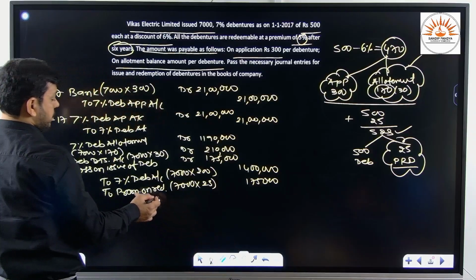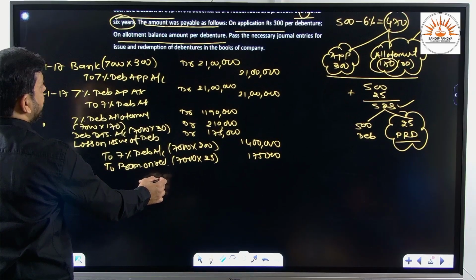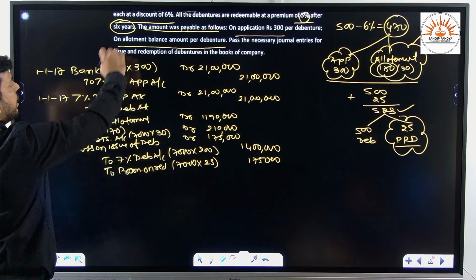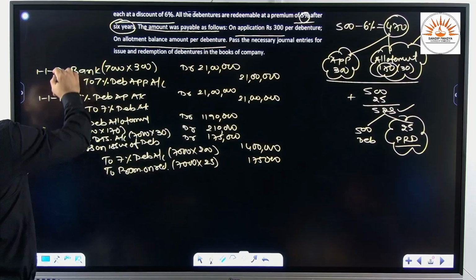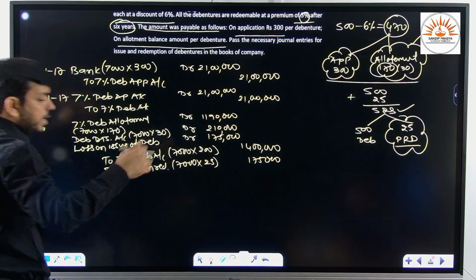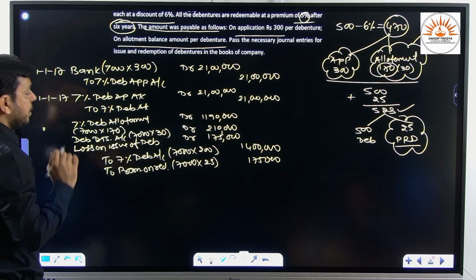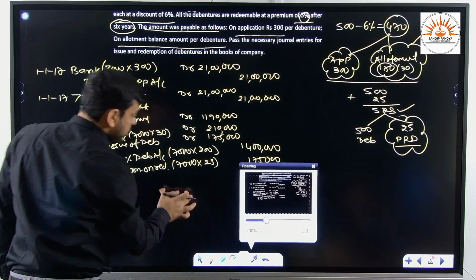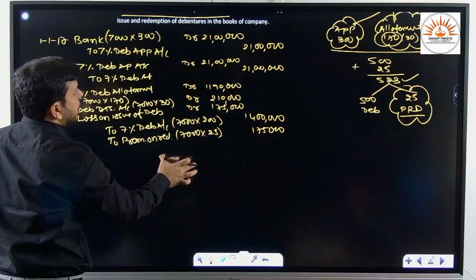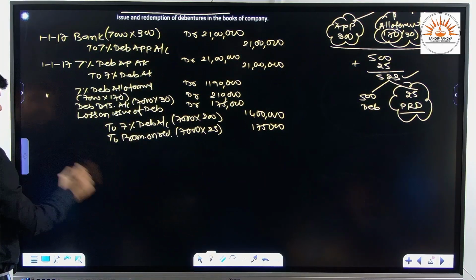Now we shall pass the journal entry related to redemption of debenture. As we know, dear friends, these debentures are to be redeemed after 6 years. So on 6 years, which date shall we apply? On 17, we shall add 6 years, that will be 23. So on 31st December 2023, we shall redeem these debentures. First of all, we shall arrange it properly and then we shall write it. So let me show you here.